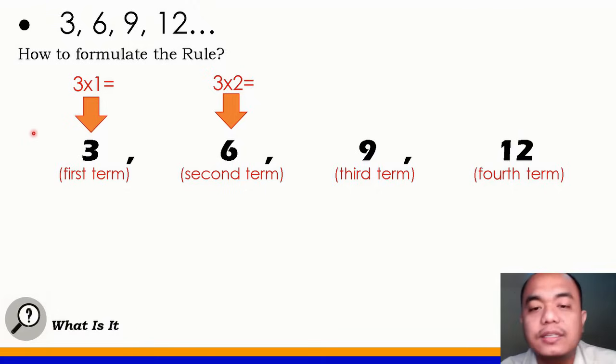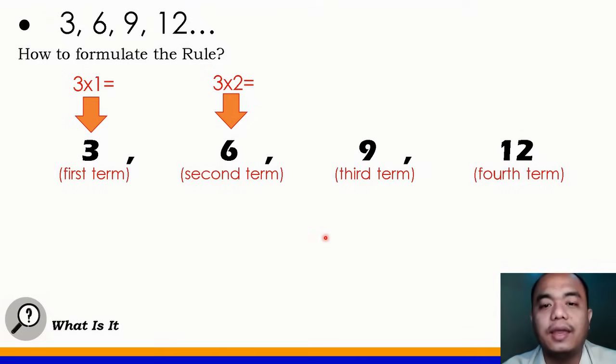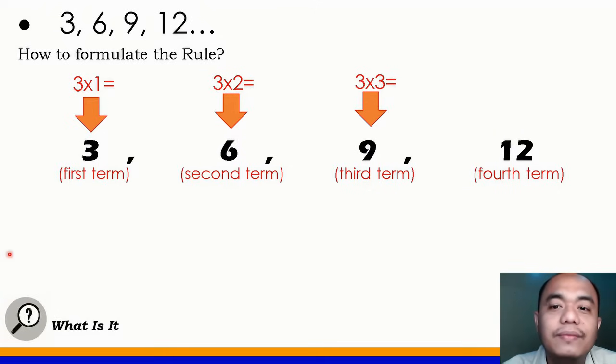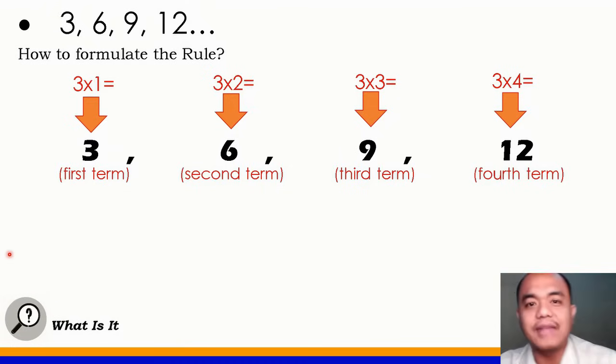Okay, this time, let's use third term. And third term represents 3, right? Okay, or how do you get 9 if we use number 3? Yes, that becomes 3 times 3. And 4, obviously, it's 3 times 4. Okay? Now, do we have a pattern here?